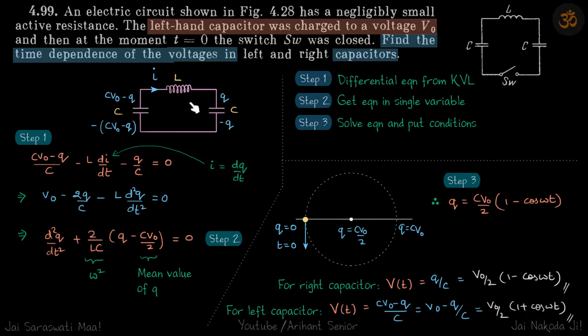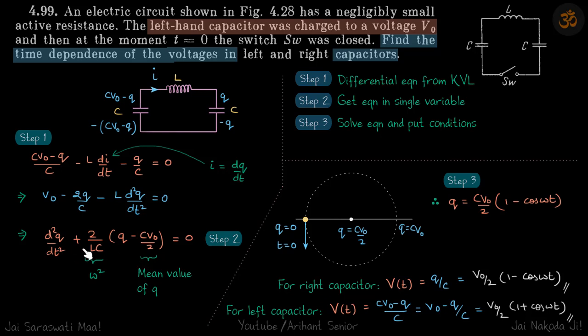So let's write KVL in this loop. (CV0 minus Q)/C minus L dI/dt minus Q/C is equal to 0. So we have two variables here, Q and I. So let's get rid of I. I we can write as dQ/dt. So we do that and we have got our equation in a single variable Q.